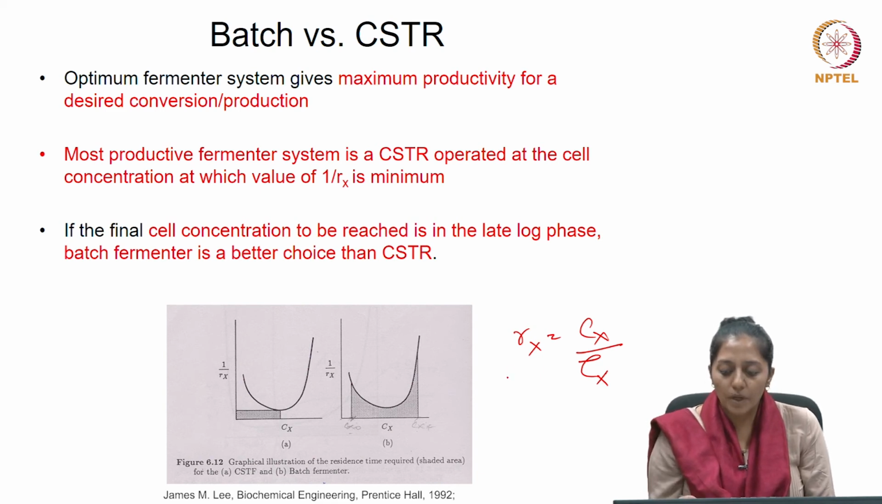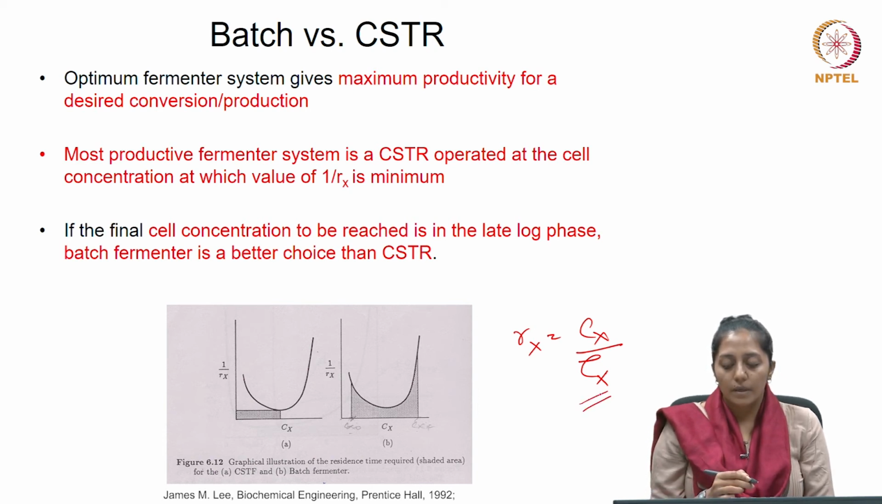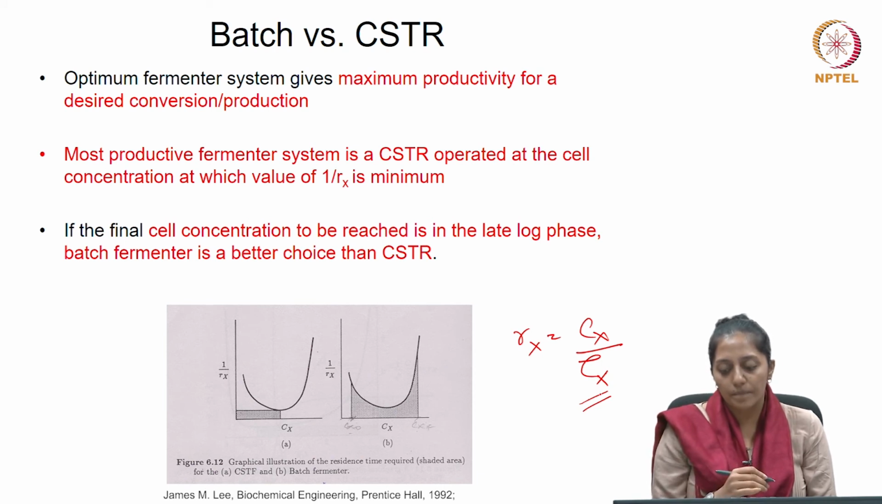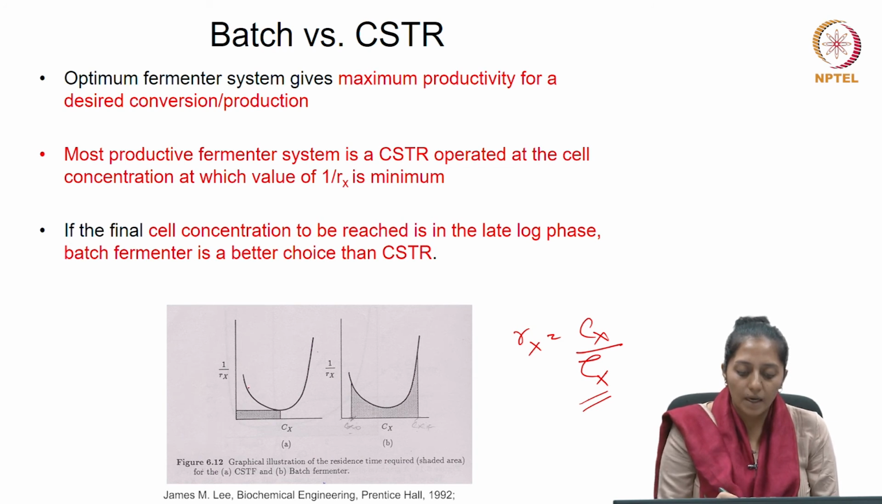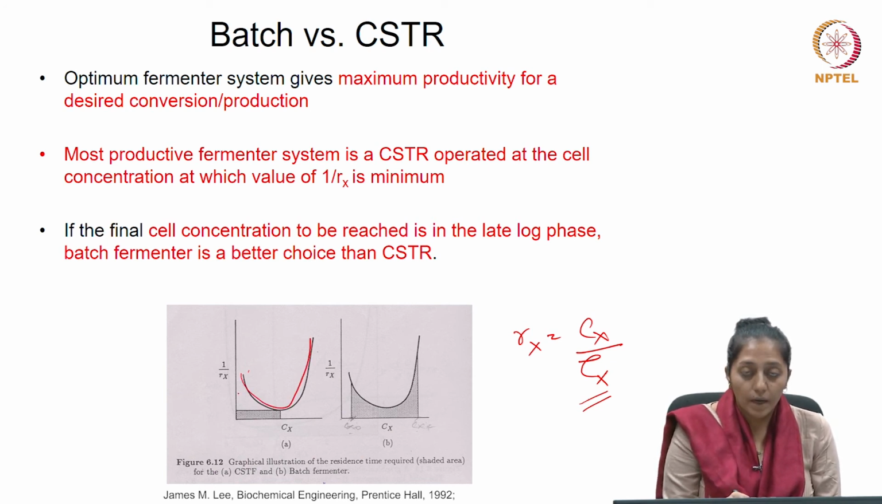Now, maximum productivity for the desired biomass concentration is achieved if your residence time, or the time taken to achieve that biomass concentration, is minimum. So, now if you see the plot of 1 by Rx versus Cx, it looks like a U-shaped curve. Why? For the reason, you can visualize, let us see the extremes.